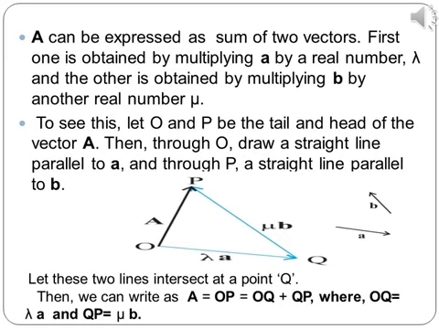To see this, let the point O and the point P be the tail and head of the vector R. Then, through the point O, draw a straight line parallel to vector A, and through the point P, a straight line parallel to vector B. Let these two lines intersect at the common point Q. Then we can write vector R equals vector OP, which equals vector OQ plus vector QP, where vector OQ equals lambda vector A and vector QP equals nu vector B.